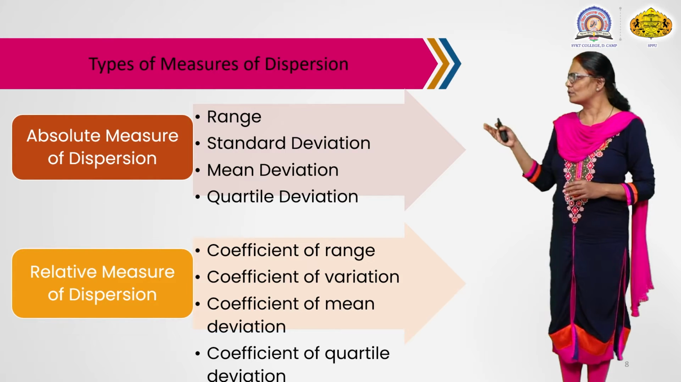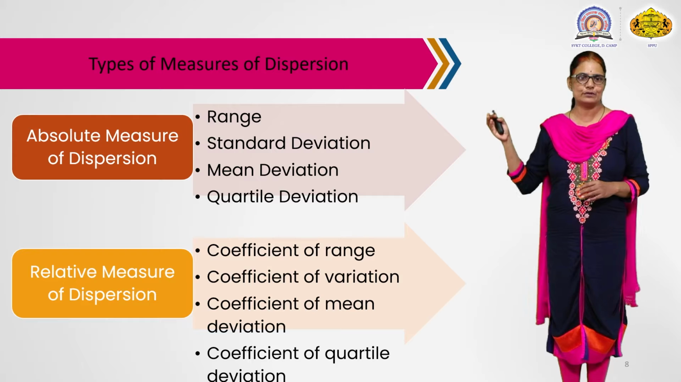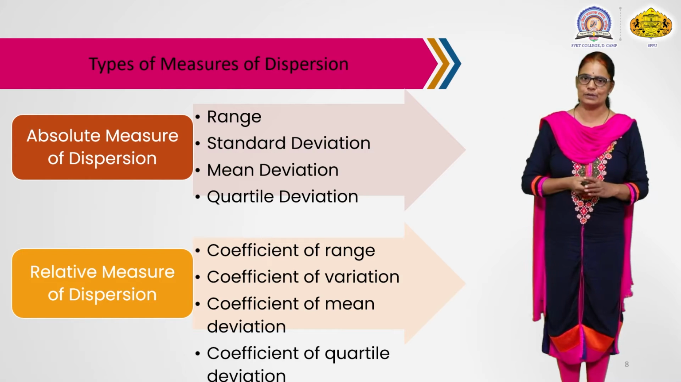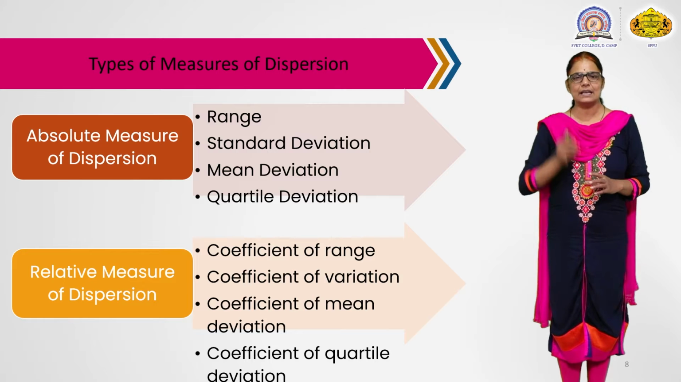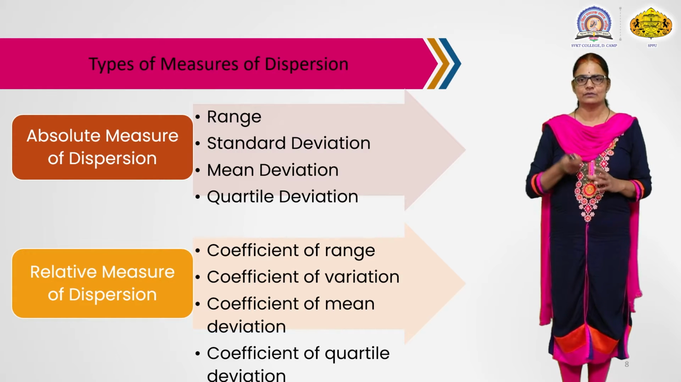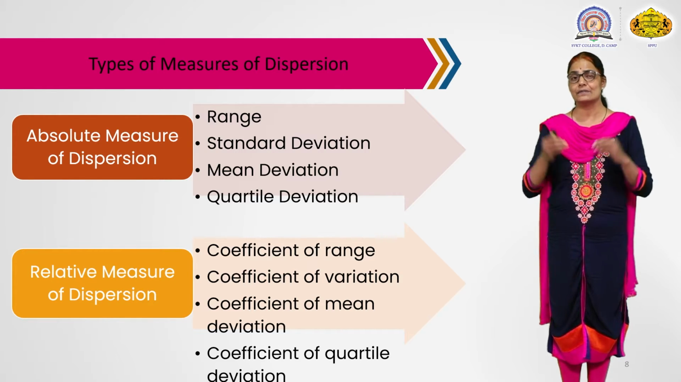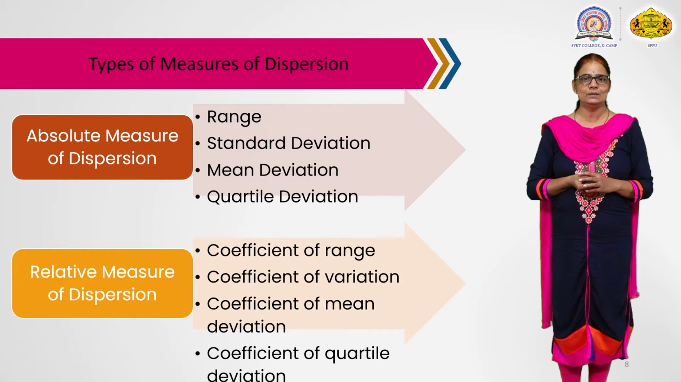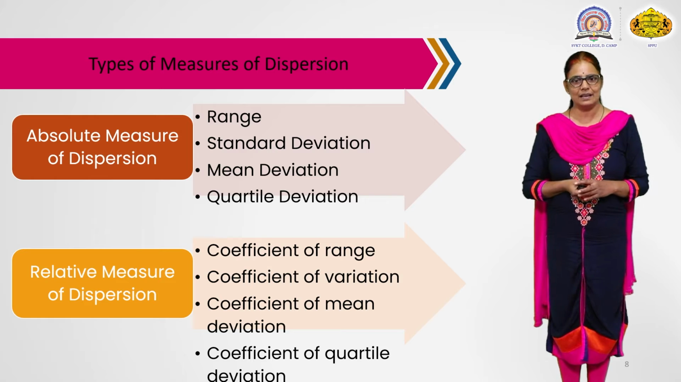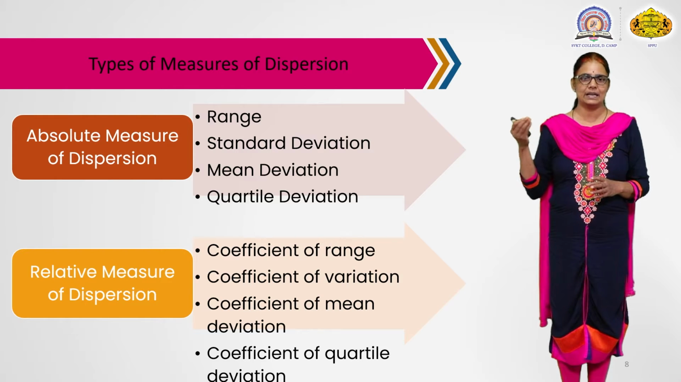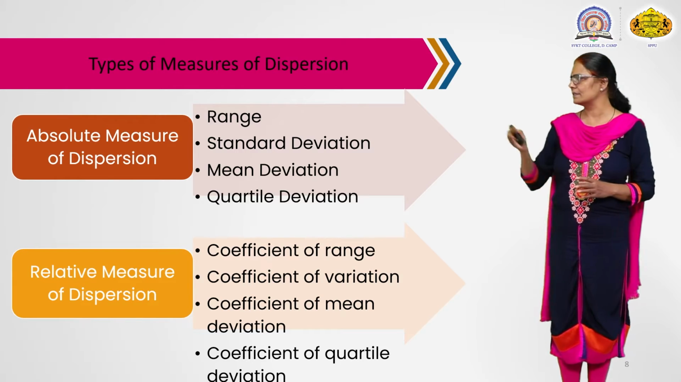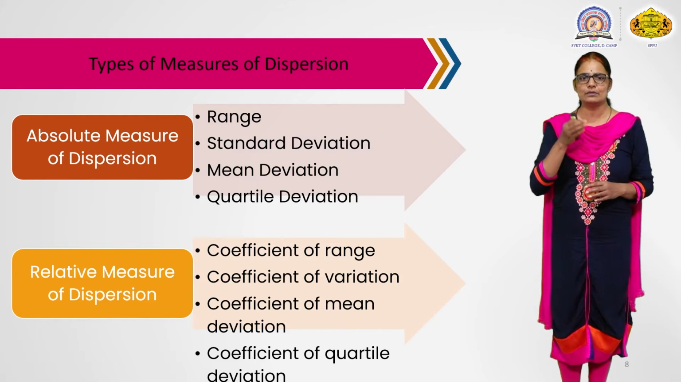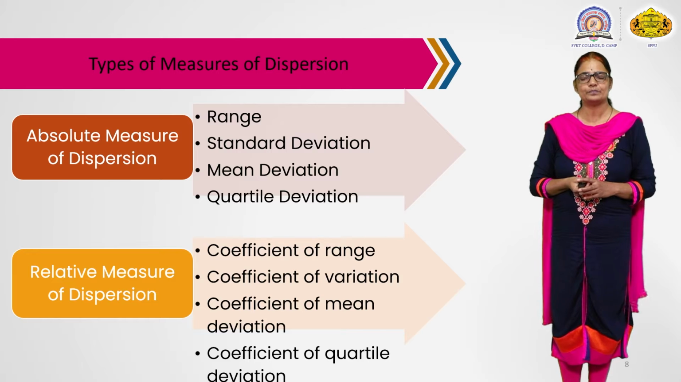So there are four types of absolute measure of dispersion and four types of relative measure of dispersion. First one is the range, that is the simplest absolute measure of dispersion. Second one is the standard deviation, next is mean deviation, and last one is the quartile deviation. So these are the four types of the absolute measure of dispersion.